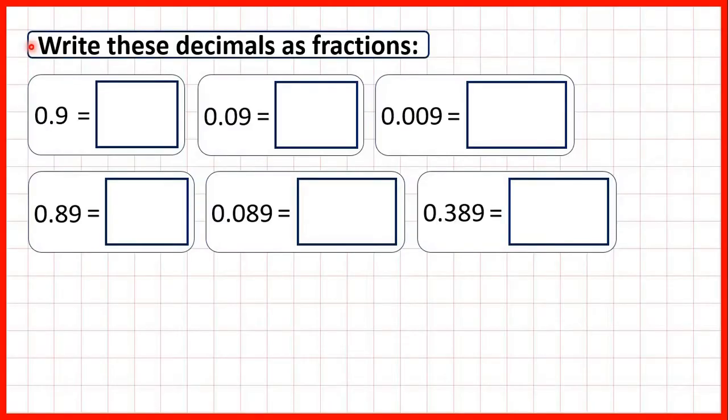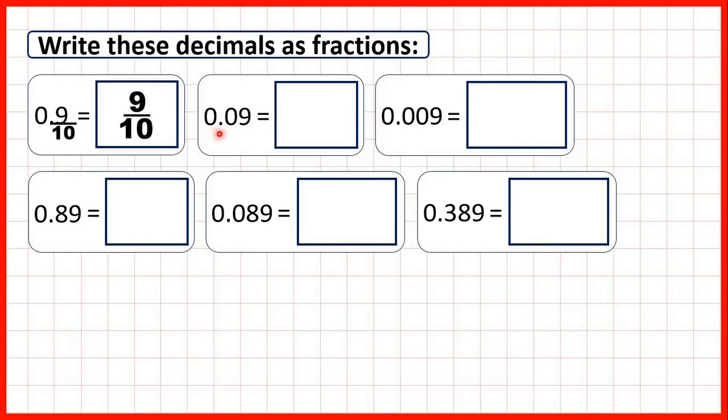We need to write these decimals as fractions. So first we have 0.9. Now the first digit after the decimal point is the tenths digit. So what we can do is draw a line across from the decimal point and a denominator of 10. So we have 9 tenths.